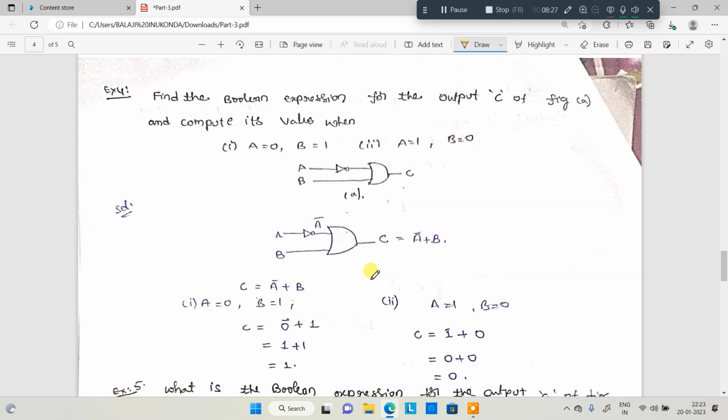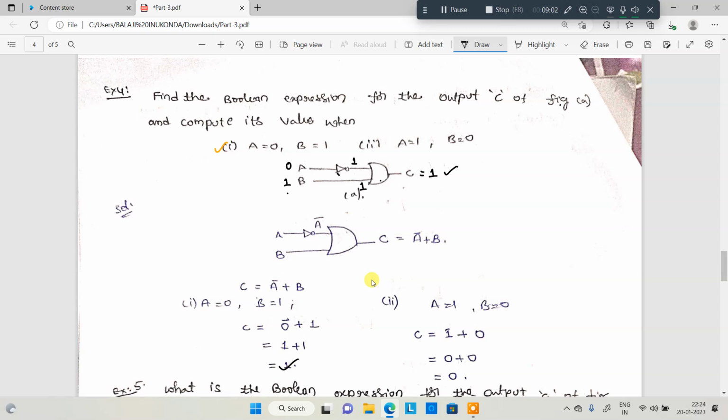Example 4. In example 4, shown in figure C, you need to identify the output C. In the first case, A is equal to 0, B is equal to 1. So let me take black color. A is equal to 0, B is equal to 1. What about the output? A is equal to 0, this is the NOT gate, right? That means you will get 1. It is an OR gate, right? 1 plus 1 in the OR gate is 1. So that is the first case answer, 1.